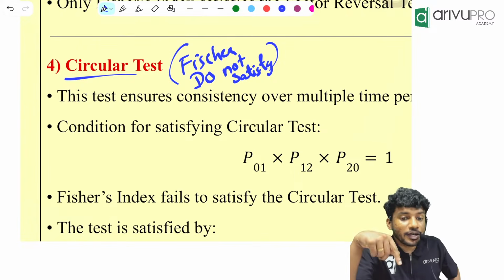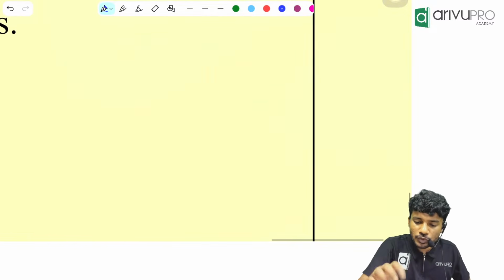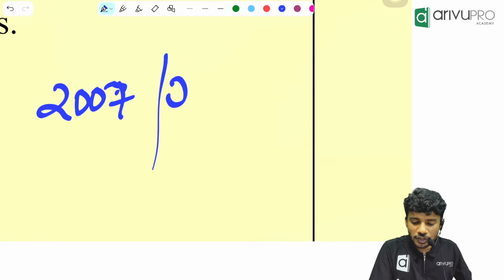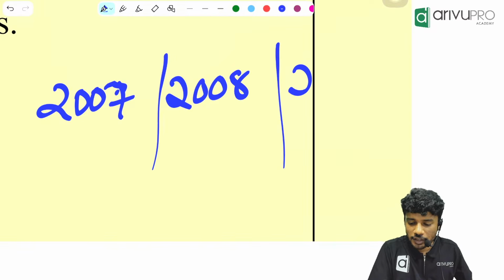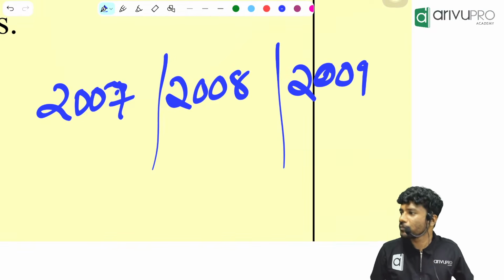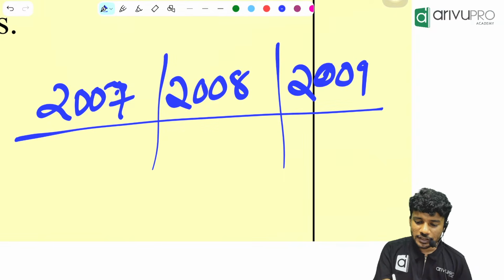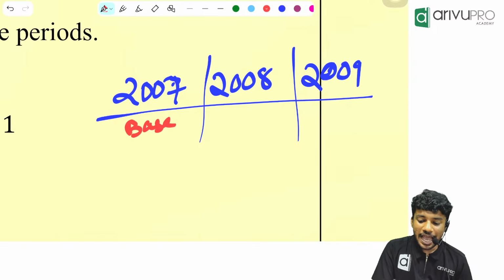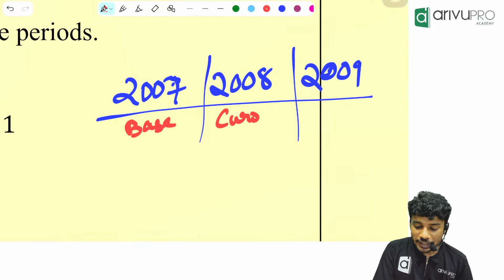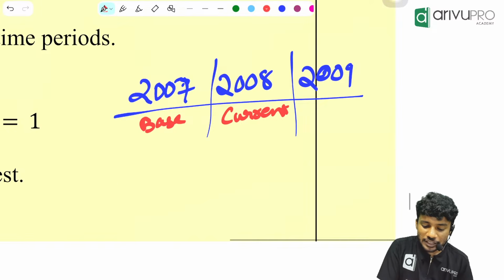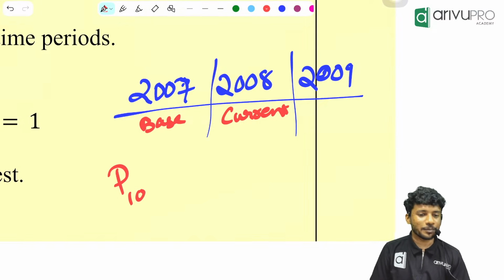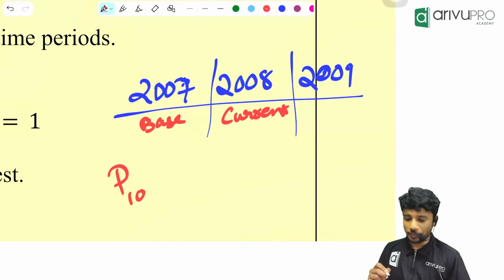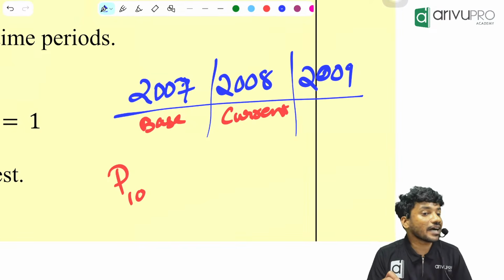Then the last one is called what, people? Circular test. Circular test means I will just take you through numbers. Some people are born in 2007, some are born in 2008, some are born in 2009. So it is taken care of, done. Now people, first one is, I will take 2007 as the base year and 2008 as the current year, and I will find what, people? One index number. Price index number I am finding by taking 2007 as the base year and 2008 as the current year.